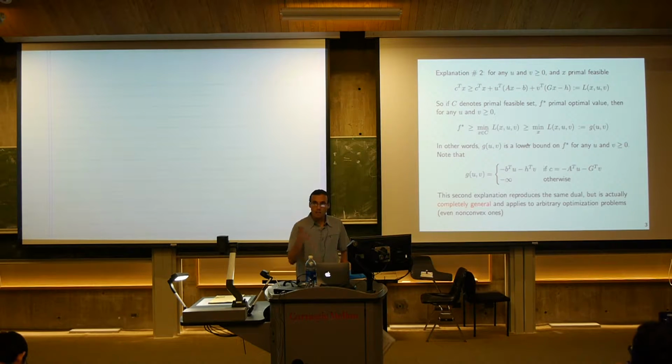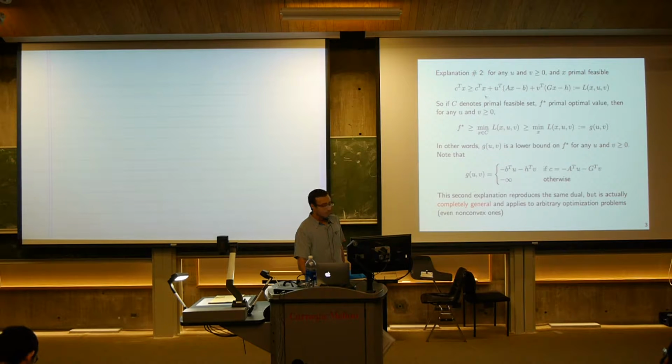So that was the explanation we started with. I think that was the one that is easy to remember for linear programs. The second explanation is slightly more subtle, and it ends up being very important in the context of general convex problems or optimization problems. And that was the following.